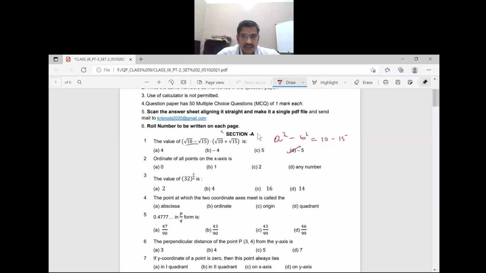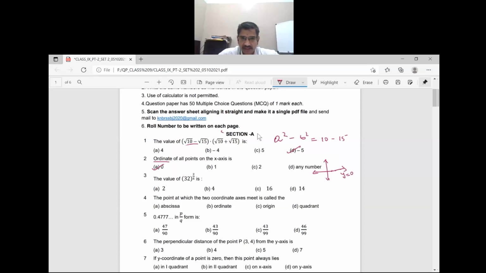Next, ordinate. Ordinate is the y coordinate. Any point lying on the x-axis will have its y coordinate 0. So that is the reason why the equation of the x-axis is y equal to 0. Ordinate of all points lying on the x-axis will be 0.